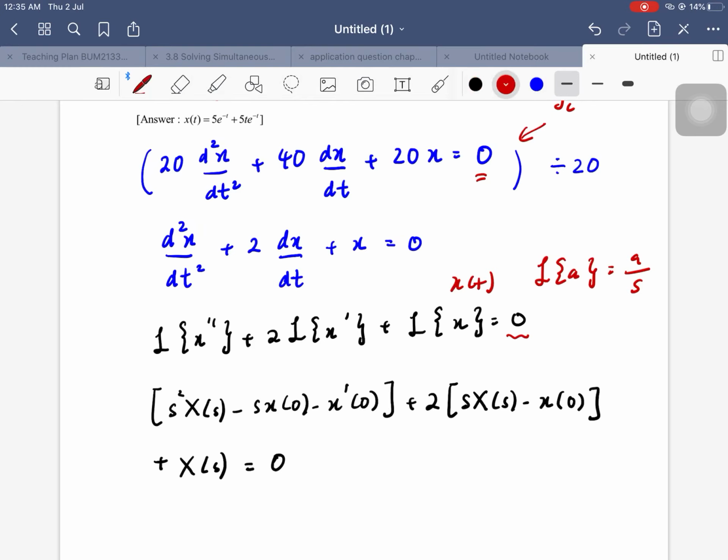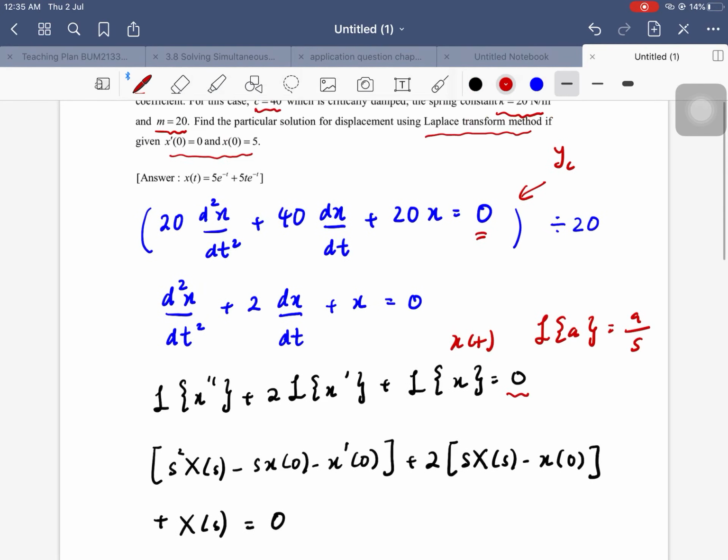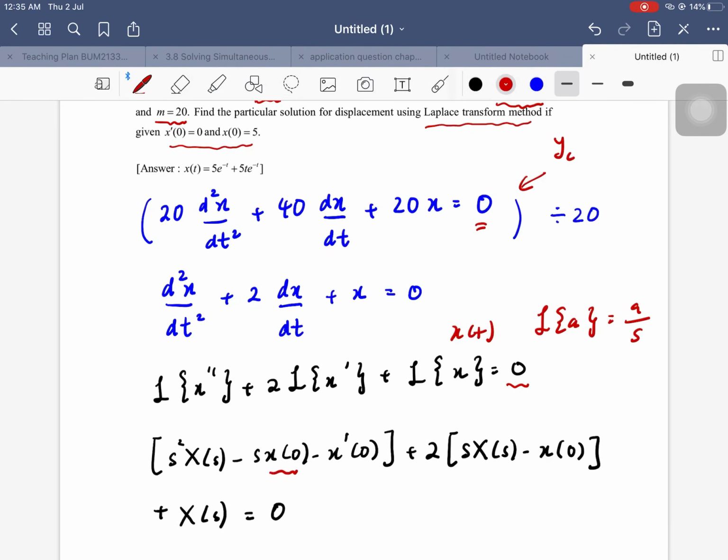And then the next step is to substitute the initial conditions. x of 0, the value is going to equal 0, and x prime of 0 equals 5, so don't forget to multiply that by s later. This term is going to be 0, and this is going to be 5. Then all the terms that are related to X of s, I'm referring to these three terms right here, please put them together.